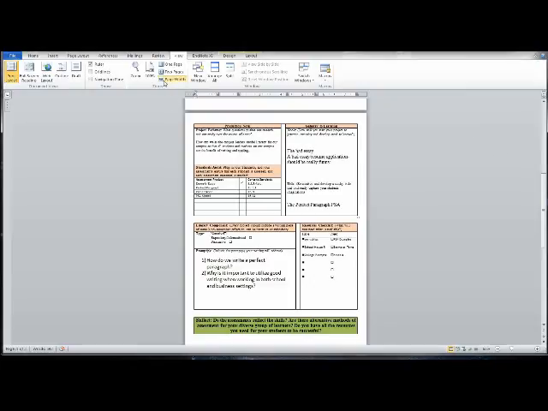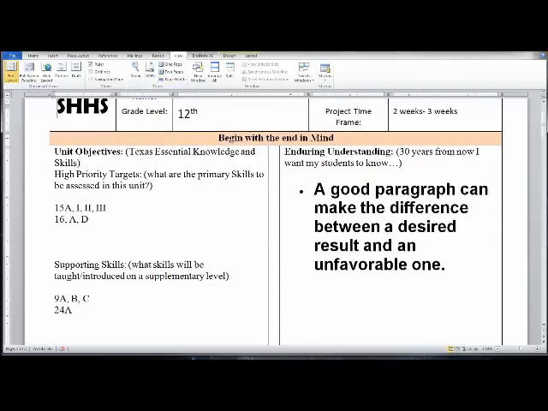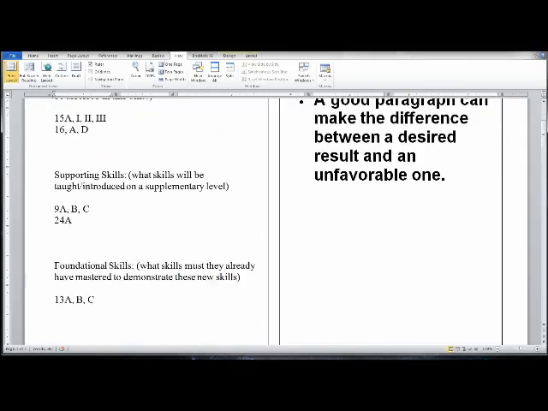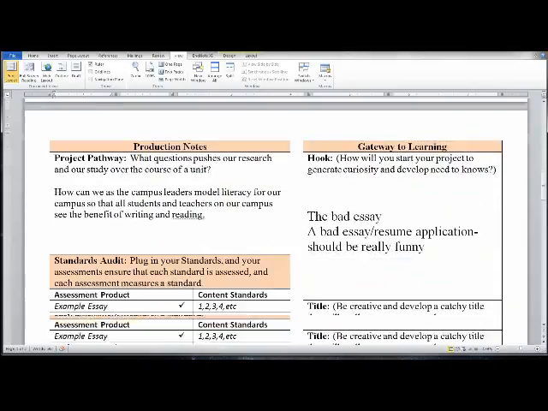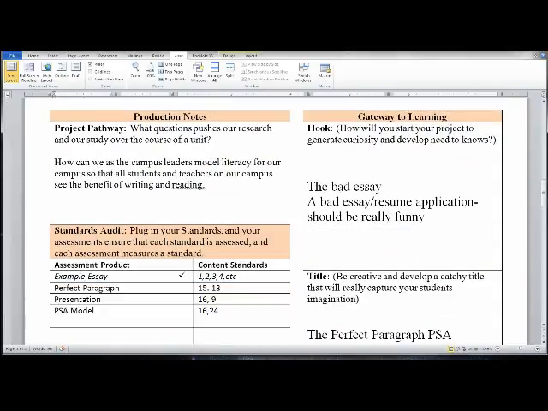If you are joining us late, Module 1 dealt with the skills and the supporting standards. Module 2 here, we're going to be dealing with page 2, and we're going to really go through what the nitty-gritty is. All right, production notes. The project pathway is also called the essential question. And this is the question that pushes the research through the course of the unit.